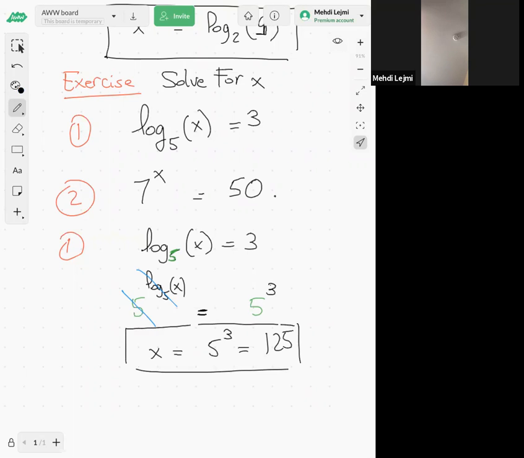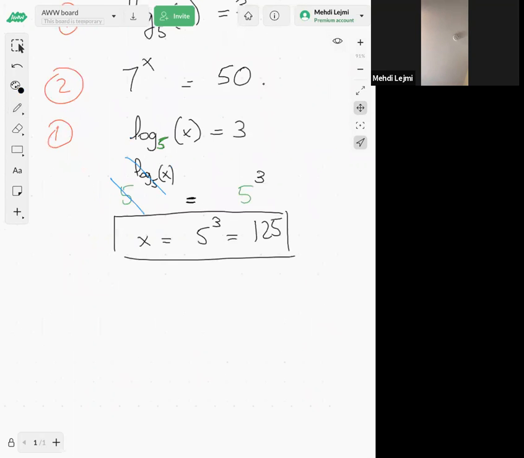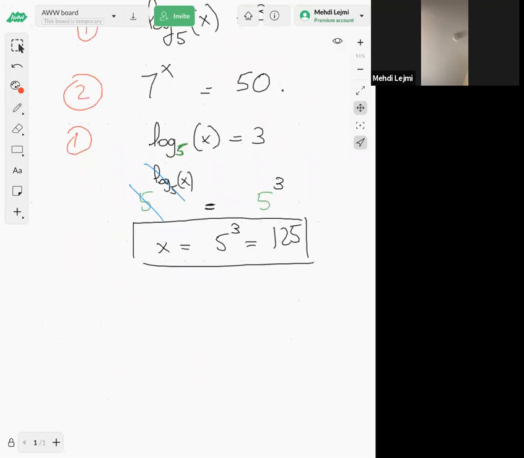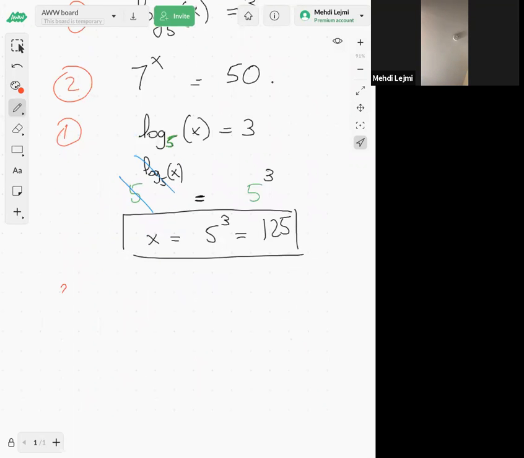All right, so number 2. It's a 7, so 7 to the x equals 50. Of course, if you had 7 to the x equal 49, then x would be 2, right? Because 7 squared would be 49. But here it's not 49, it's 50.